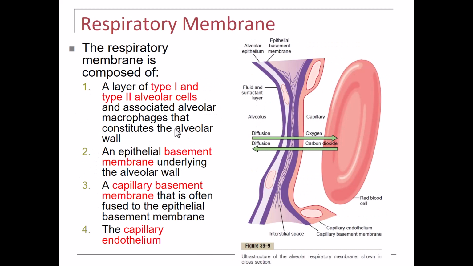The respiratory membrane sounds complex, but all this is are all the layers that oxygen and CO2 must go across in external respiration between the alveoli and pulmonary capillaries. It consists of the simple squamous epithelium and basement membrane of both the capillary and the alveoli. So notice it's a very thin membrane that gases have to cross.